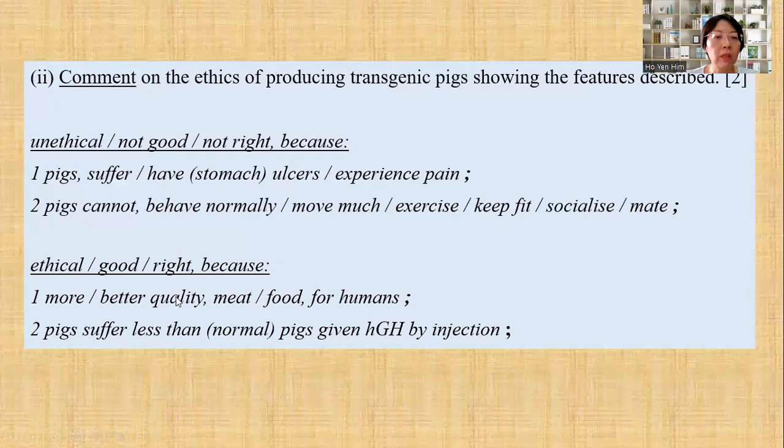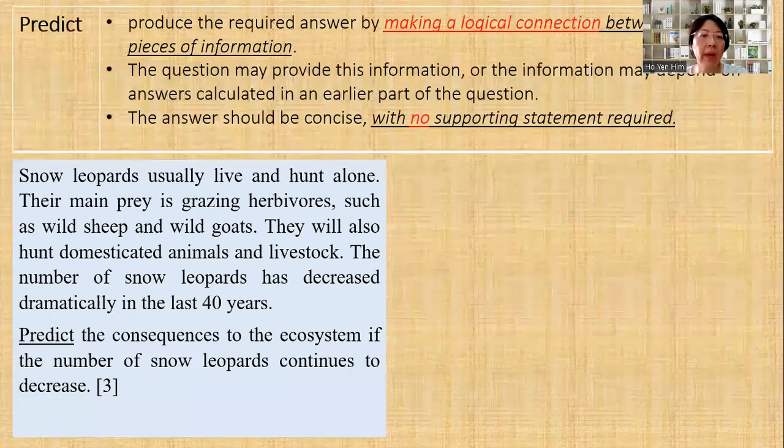Ethical or good because it can produce better quality of food for humans. It suffers less because we don't need to inject them with growth hormone, because the body already contains the gene for growth hormone and can produce it by itself. So this is unethical and ethical. It looks like ethical is ethical in the context of humans, but for the pig, these two are not what they want, right? Correct or not? So it's in the context of humans only. Okay.